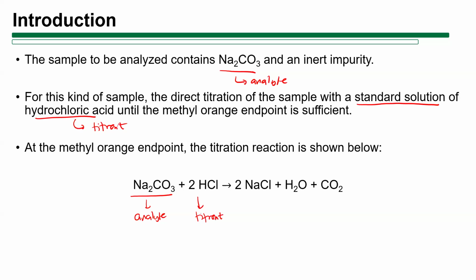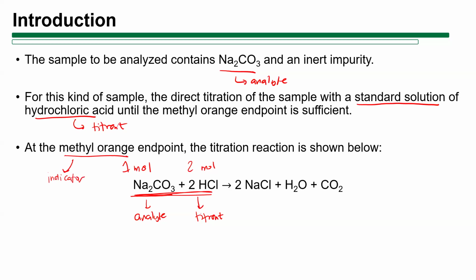One of the requirements before doing the titration is we must know the stoichiometric reaction between our analyte and our titrant. In this case, for every 1 mole of sodium carbonate, which is our analyte, you need 2 moles of hydrochloric acid, which is your titrant. At the methyl orange endpoint, this is how the reaction will proceed. The indicator that we will use is methyl orange.